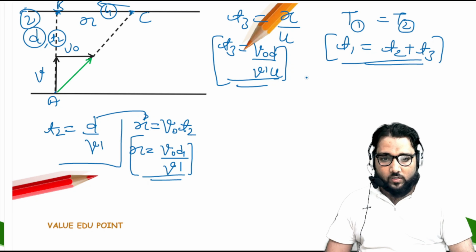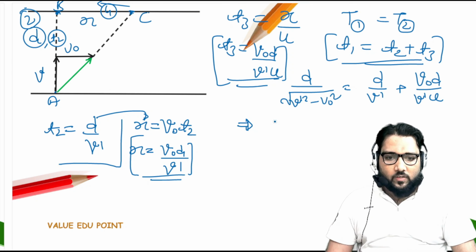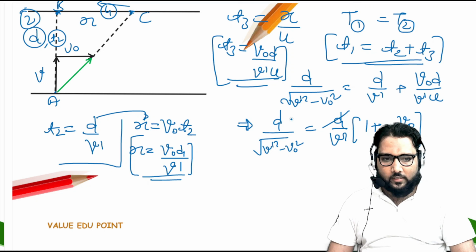Now t1 we have already calculated. That is d upon under root v dash square minus v naught square, and t2 is d upon v dash, plus t3, that equals v naught d upon v dash u. Is it okay, guys? Now when you further solve it, I am taking d and v dash common, that is 1 plus v naught upon u. Here d is cancelled.